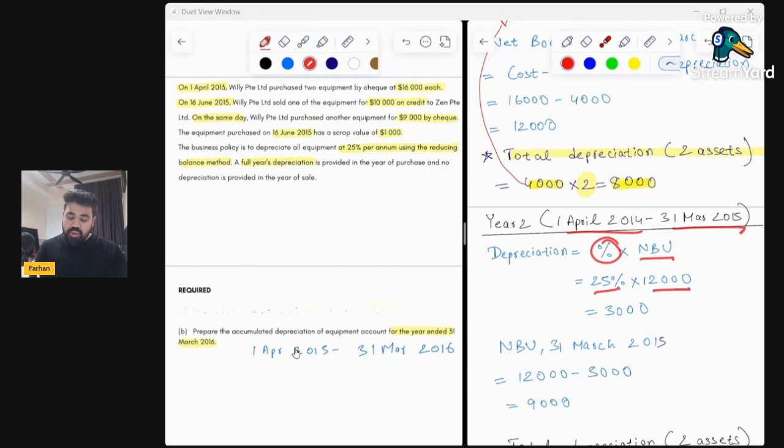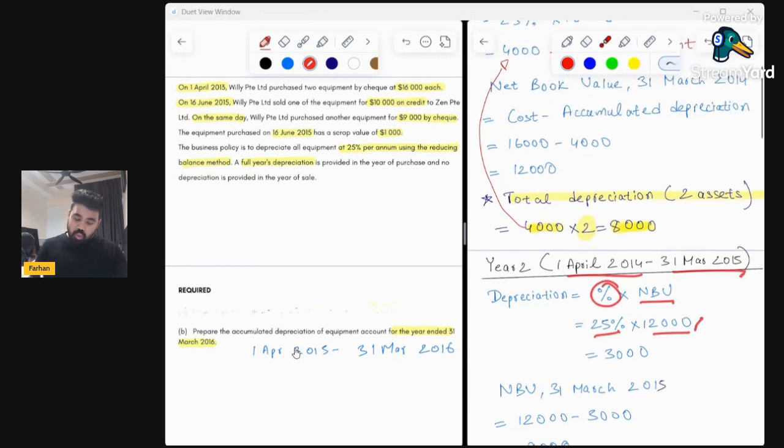And the net book value, if you recall, for one of these assets is $12,000 at the end of year one, all right, which gives us a depreciation in year two of $3,000, which is again valid for one asset only.